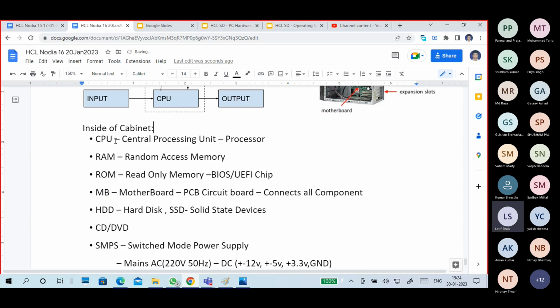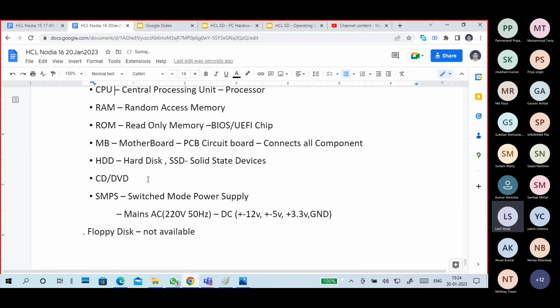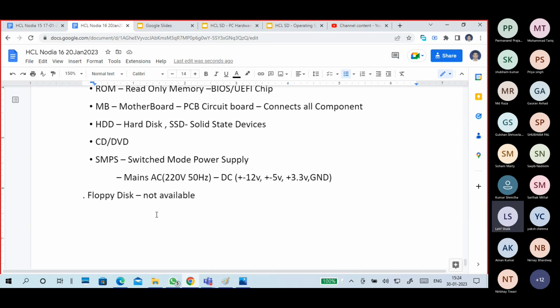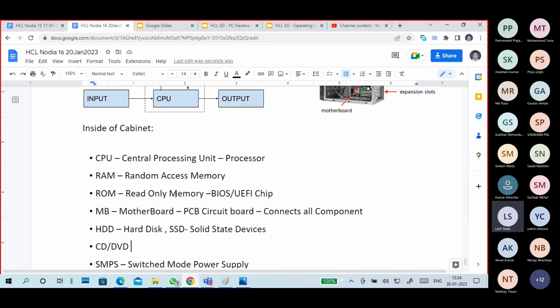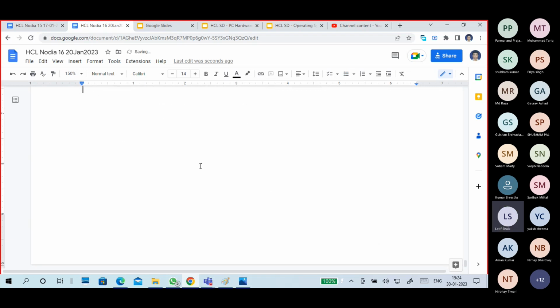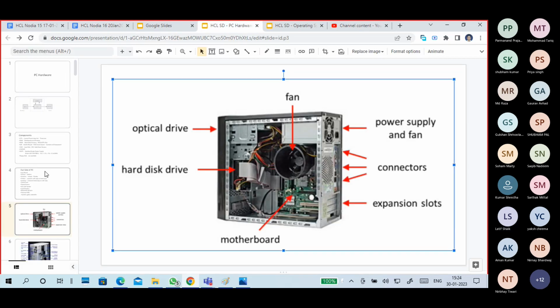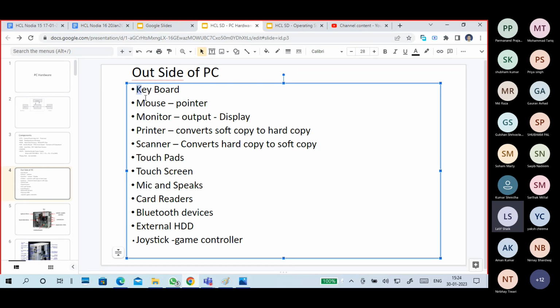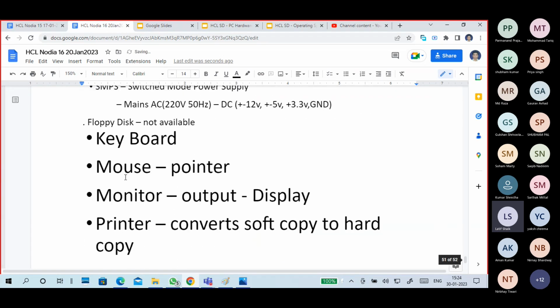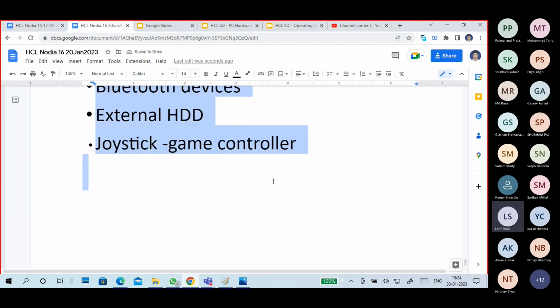These particular devices are there, like CPU, RAM, motherboard, ROM of course on the motherboard, hard disk or SSDs, CD, DVDs, SMPS. These are the components inside of your cabinet. Of course, in olden days we had a floppy disk. That kind of stuff is not available now. So we can connect several things outside of this cabinet, which we can see directly, like a keyboard.